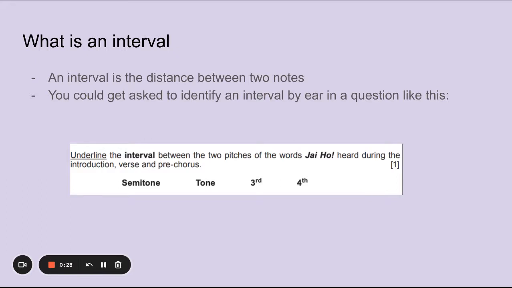And you will also get asked to recognise different intervals through a question on melodic dictation where you need to write down part of a melody that you hear.